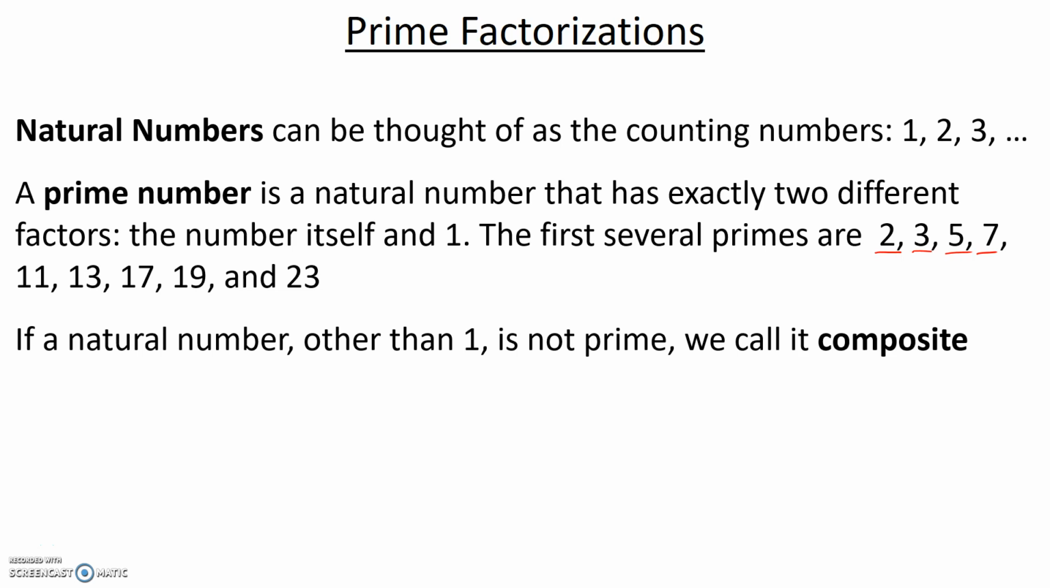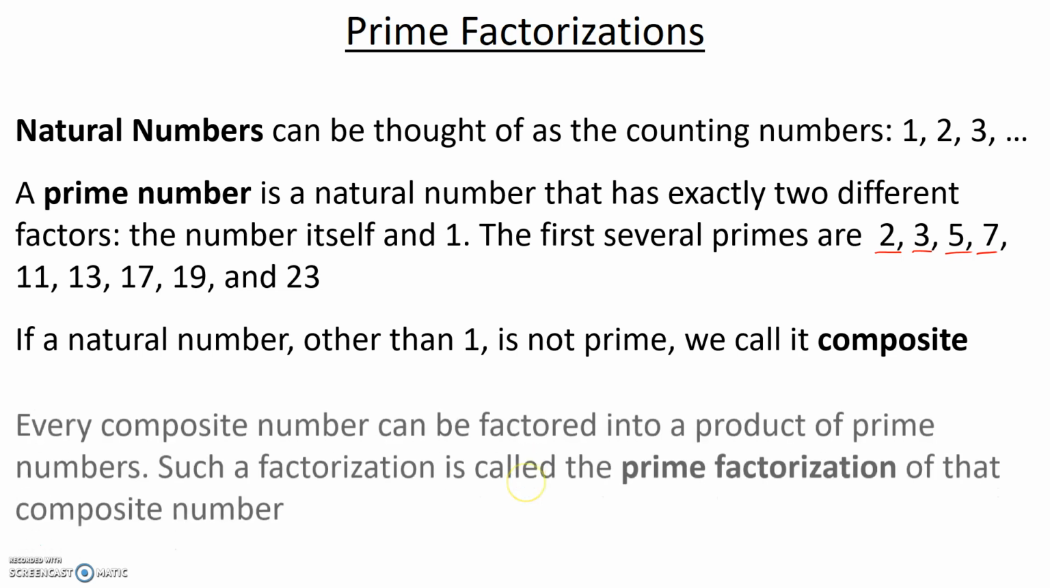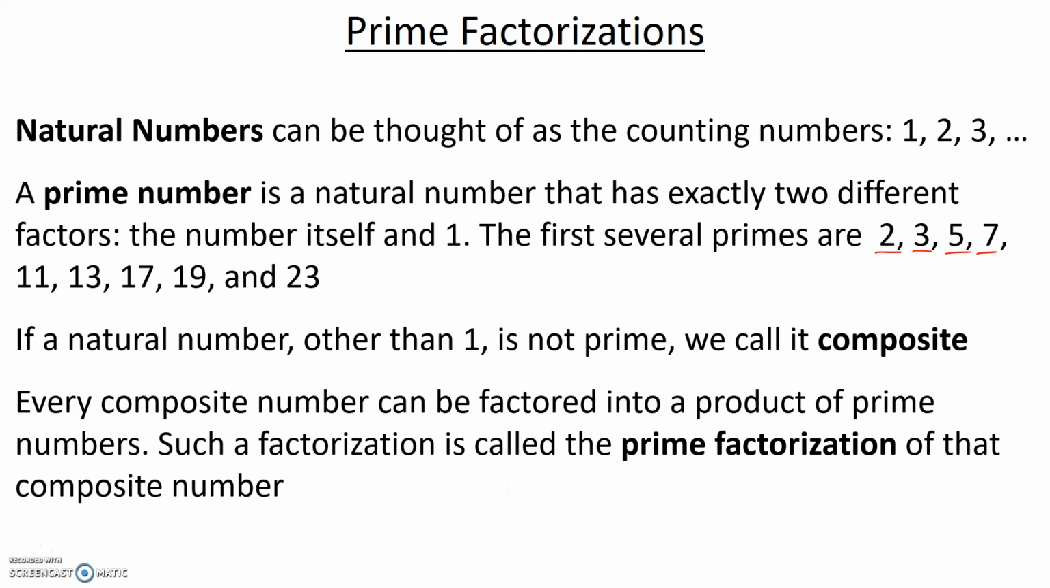If a natural number other than 1 is not prime, then we call it composite. Every composite number can be factored into a product of prime numbers. Such a factorization is called the prime factorization of that composite number.